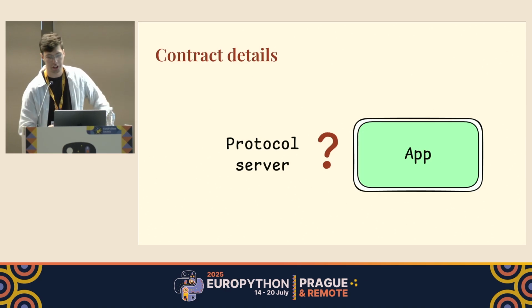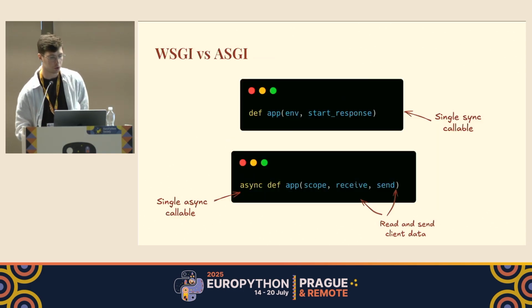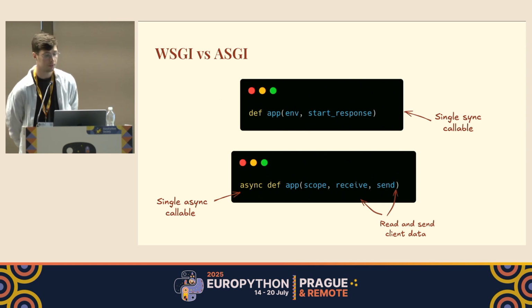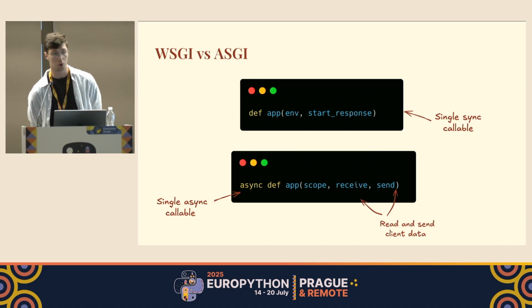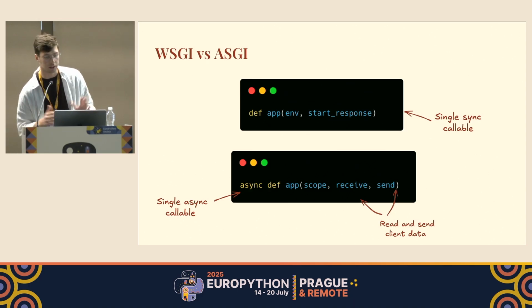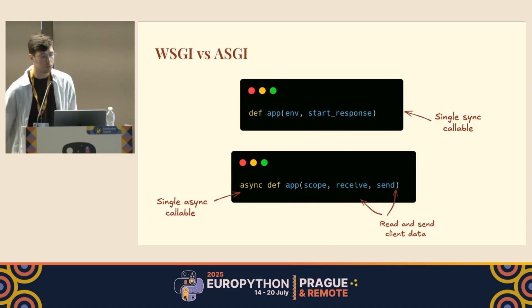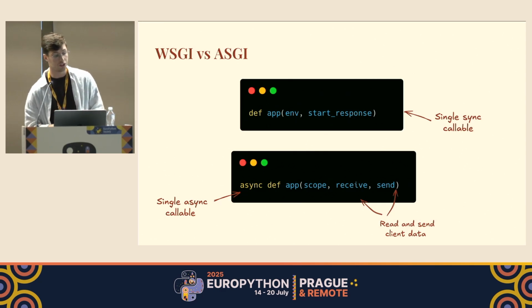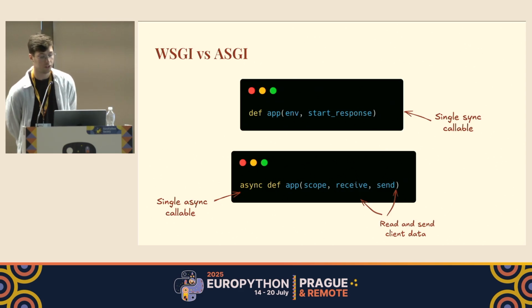If we compare the WSGI standard to the closest predecessor of ASGI, we can notice that the application definition changed a bit. In WSGI, the application was represented as a single sync callable, in the easiest form just a function with two parameters, env and start_response. Since ASGI was introduced, we changed our definition to a single async callable, receiving three new parameters: scope, receive, and send.